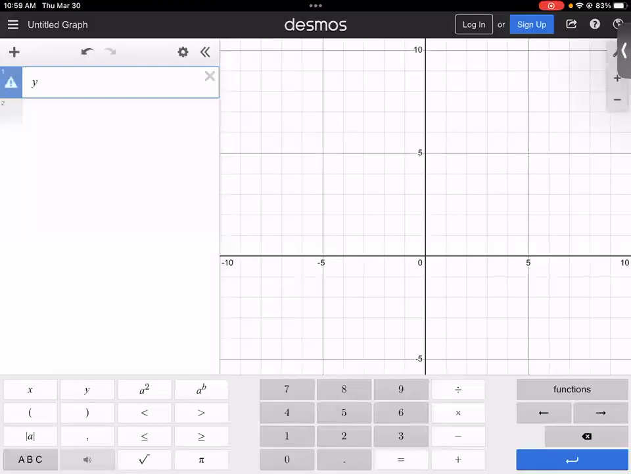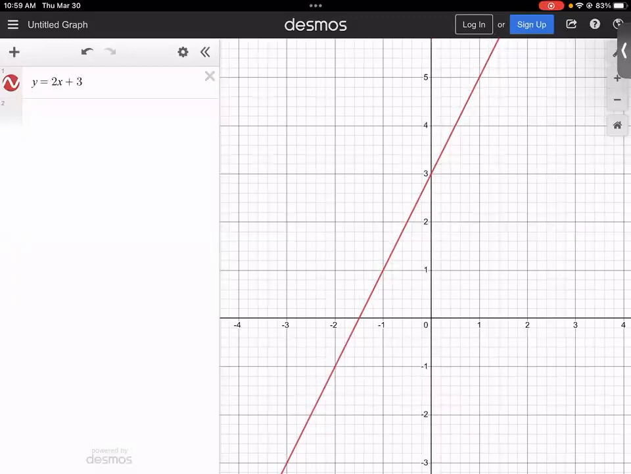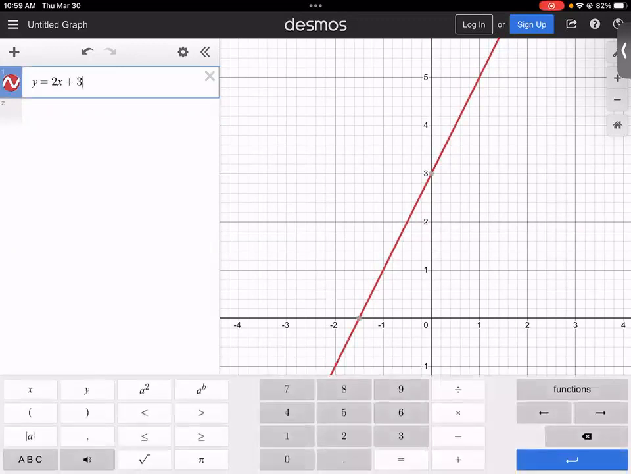Like if I graph y equals, okay, here is my graph. Where is the y-axis intercepting the line? At what number? 3. Here's the y-axis right here at 3. It's intercepting the line. Okay.